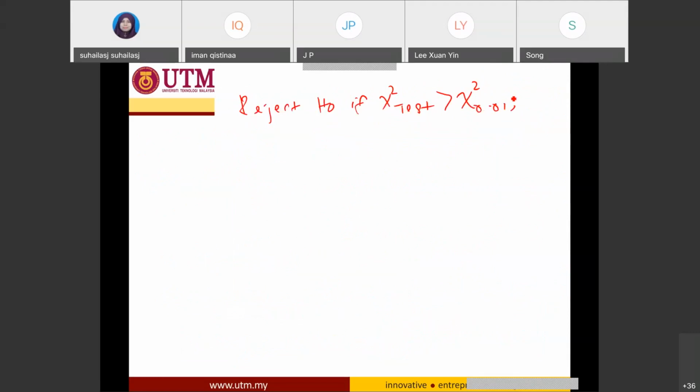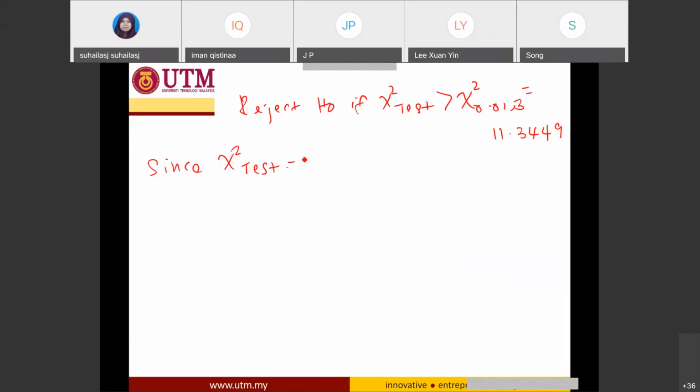The degree of freedom is K minus 1. You have 4 categories, so the degree of freedom is 3. Read from your stats table, chi-square alpha 0.01, degree of freedom 3. That is 11.3449. For the values from your stats table, you don't have to round them. Take all 4 decimal points already given in your stats table. So in this case, we have 11.3449.